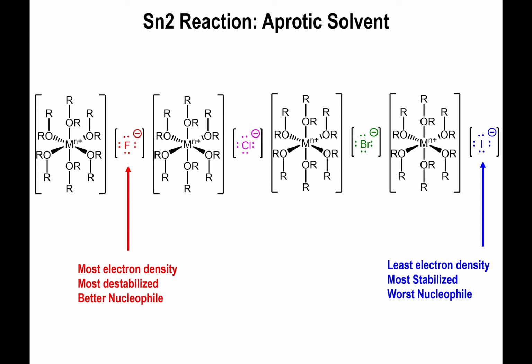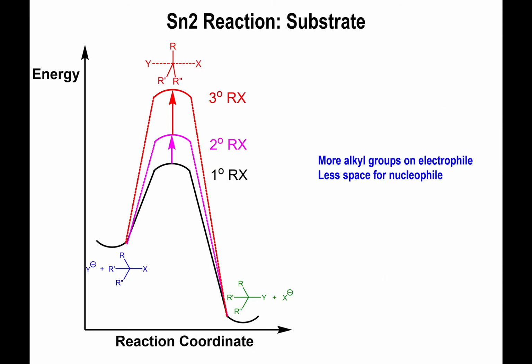This is of course only in the halogen series, right? So don't think that fluoride is the best nucleophile of them all. It isn't. But in aprotic solvents, if you're just doing reactions with halogens, fluoride is the one that's going to win. If you're doing the substitution reaction in protic solvents, iodide is the one that's going to win.